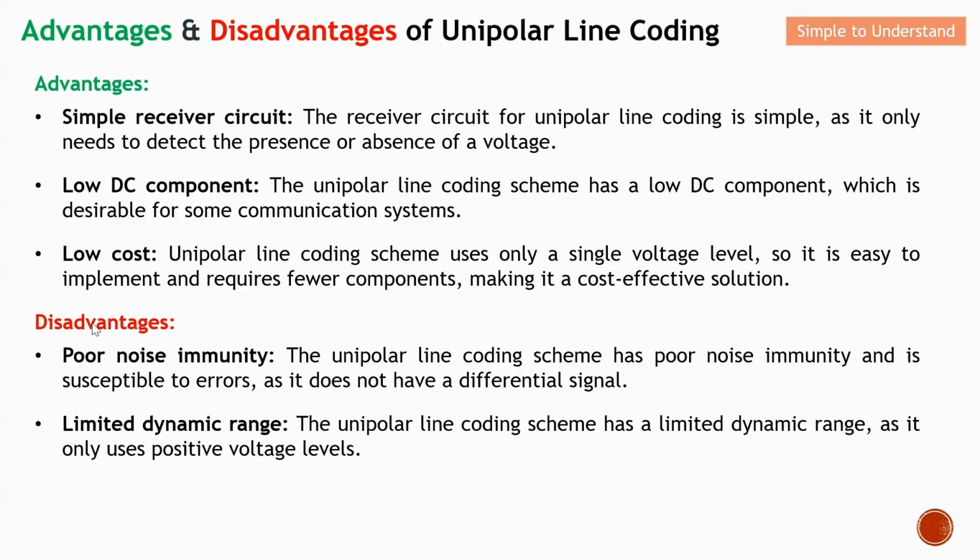Coming to the disadvantages of unipolar line coding, poor noise immunity. The unipolar line coding scheme has poor noise immunity, and basically it is very sensitive to error as it does not have a differential signal. Next, we have a limited dynamic range because it's only one level. The other level will be the ground. Therefore, the unipolar line coding scheme has a limited dynamic range as it uses only a positive voltage level. So this is for the unipolar.